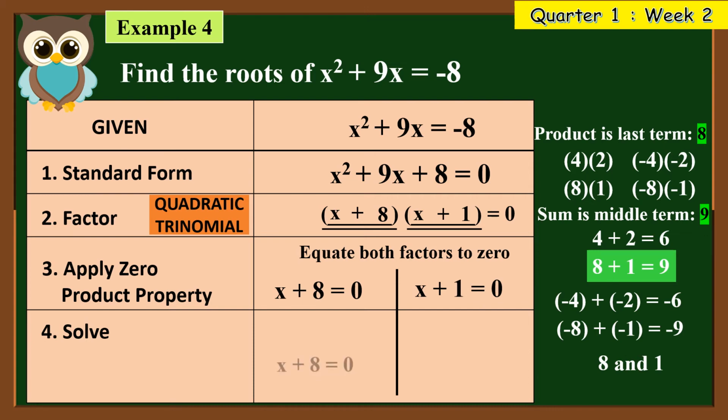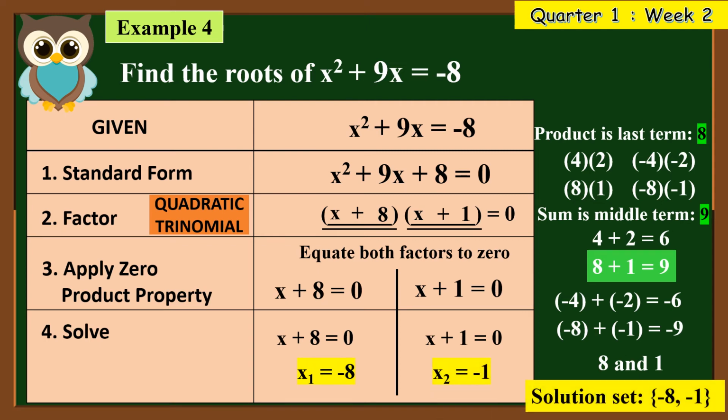So to solve, we have to move +8 to the other side of our equation, and this will now become -8. So that will be the first value of x, or our x sub 1. And for the x sub 2, we have to solve x plus 1 is equal to 0. So we are to move +1 to the other side of our equation, and that will be -1. So the solution set of the given quadratic equation, x squared plus 9x is equal to -8, are -8 and -1.